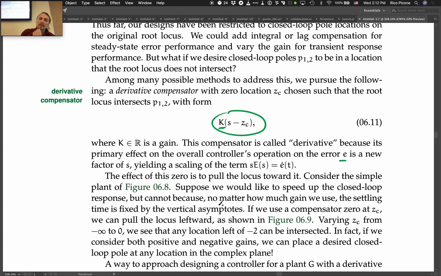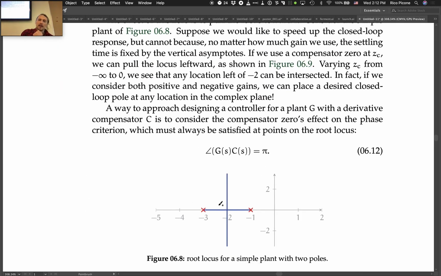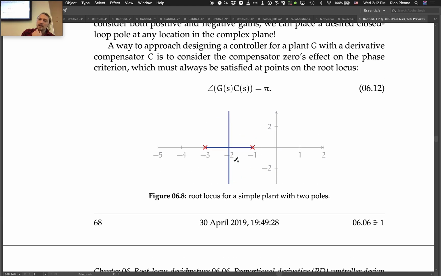So consider the simple plant of figure 6.8. Here's the root locus in figure 6.8. This is the open loop, an open loop pole pair, one at -1, one at -3. And we can adjust the gain all we want, but we're never going to be able to leave this locus, right? This branch. And say we wanted to speed up this response, okay? We wanted to decrease the settling time. We know that decreasing the settling time is to move that closed loop pole location leftward, right? But you can increase the gain all you want. You're still going to stay on this vertical asymptote. Never going to leave it.